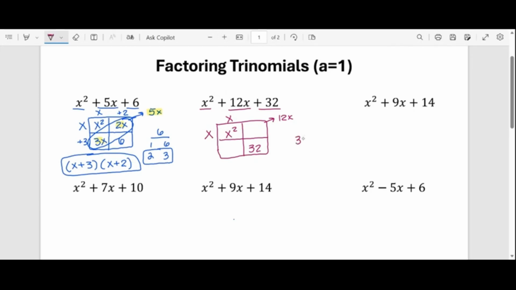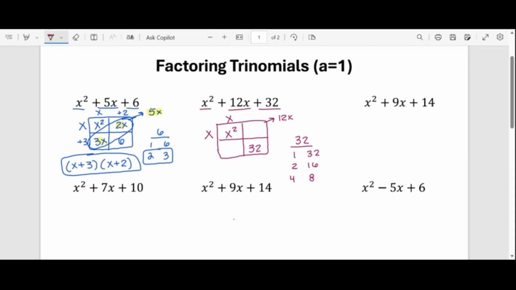Now I'm going to come up with the numbers I can multiply together to get 32. So I can do 1 and 32, 2 and 16. 3 does not go into 32. So next I'll go to 4 and 8. 5 does not go into 32. 6 does not go into 32. 7 does not go into 32. 8 does, but I already have 8 written down, so I can stop.